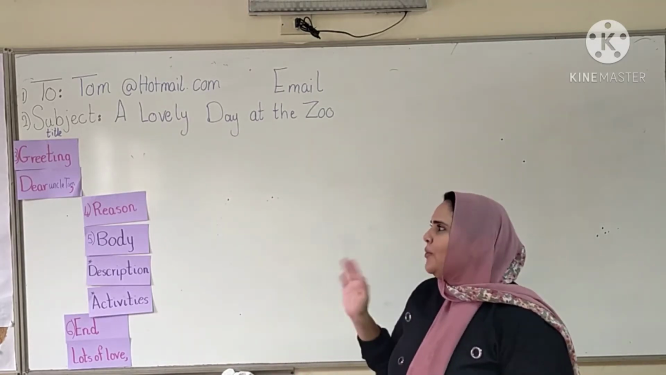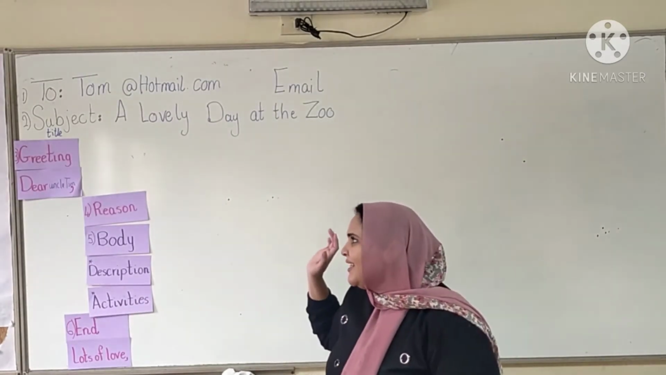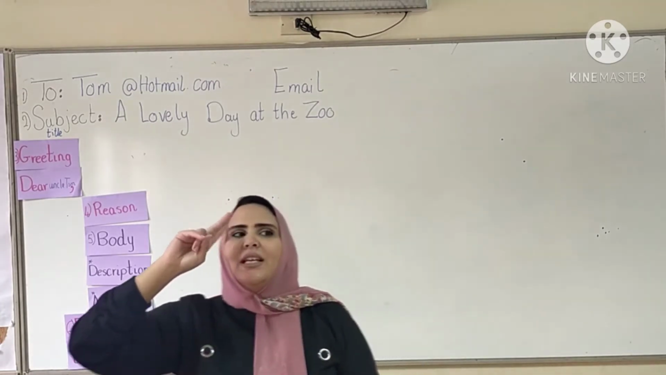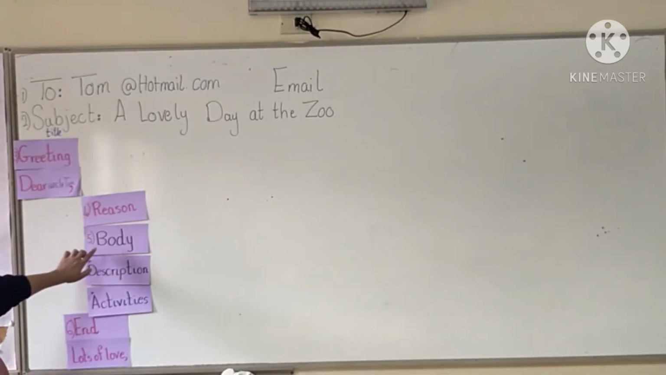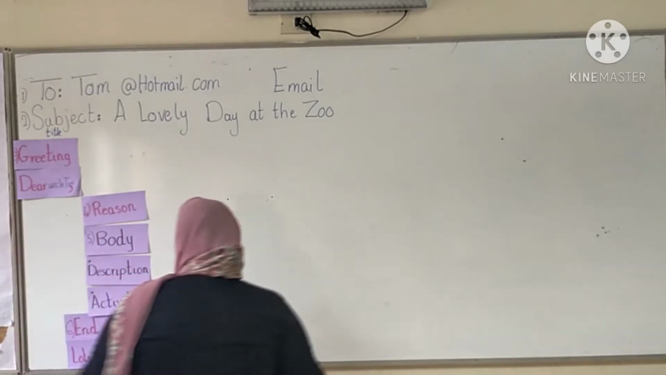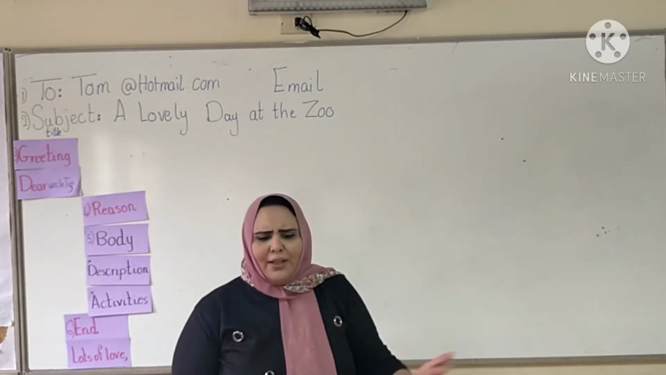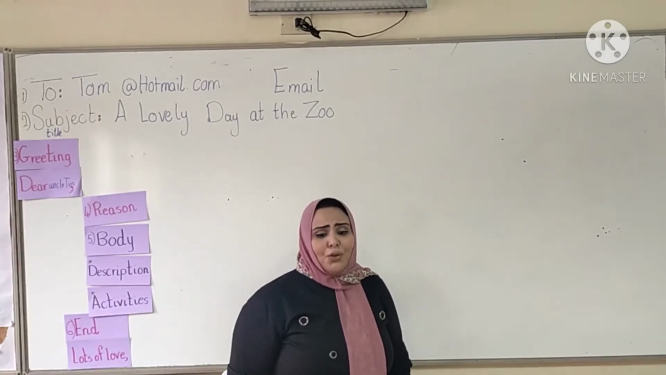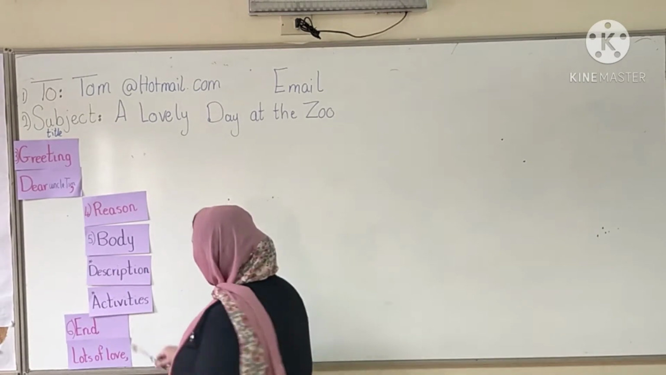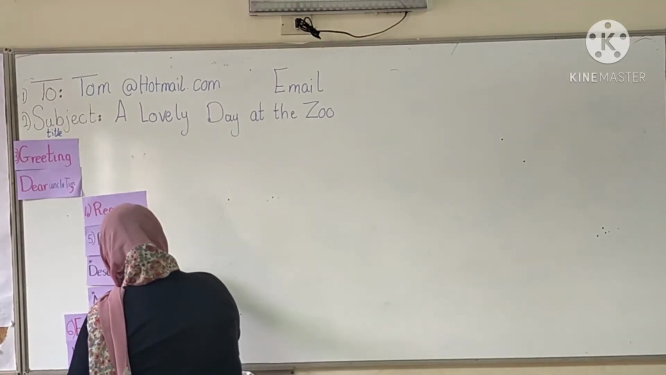Then, we finish the first paragraph by the reason. The second paragraph, we have to write two things, two paragraphs. That's called our body. Okay? And the body has the description and the activities. What does it mean, description? You are going to describe the zoo. What can you see in the zoo? So you always say there is and there are. In this part, you always say there is.